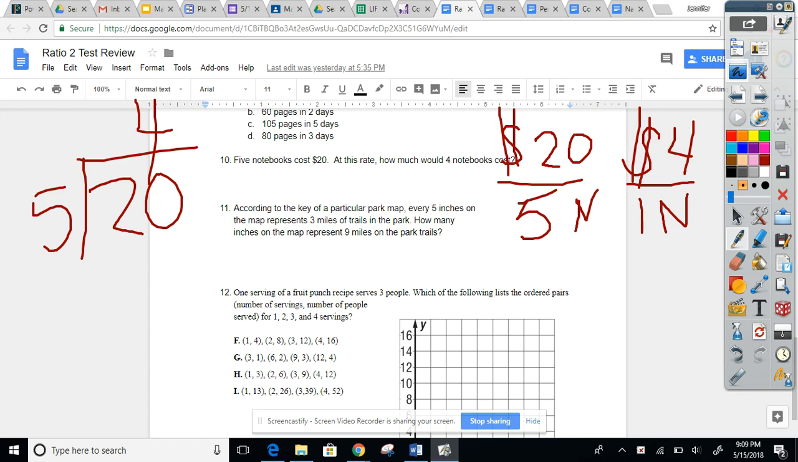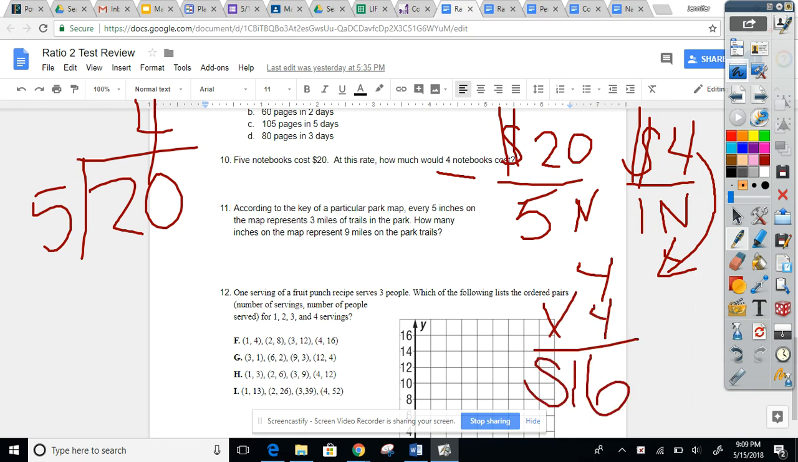Now that I have my unit rate, I can multiply it back out because the problem doesn't want to know how much it costs for 1 notebook. It wants to know how much it costs for 4 notebooks. So now I have $4 for 1 notebook. So I would multiply by 4 to figure out how much it is for 4 notebooks. So if 1 notebook is $4, then 4 notebooks would be $16.